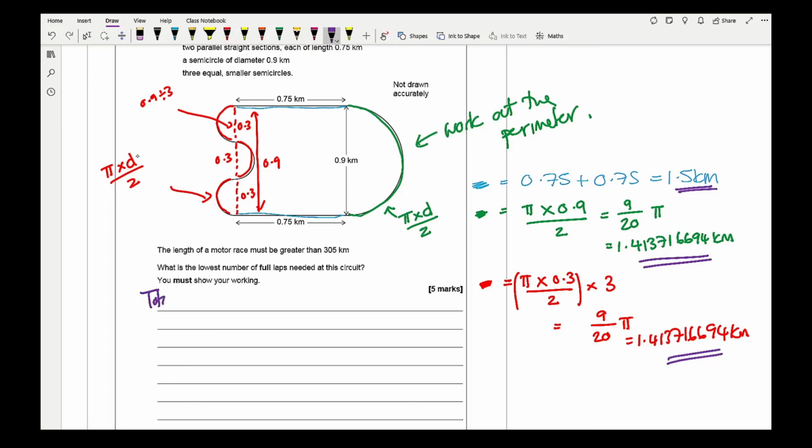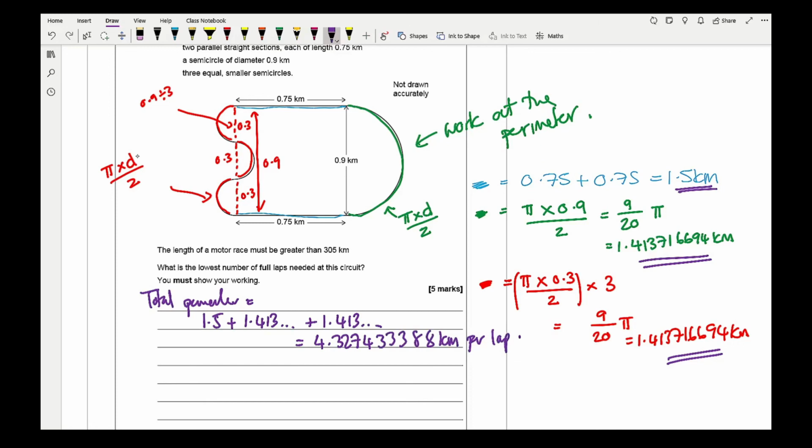So the total perimeter of the track is these 3 numbers added together. The total perimeter is going to be 1.5 plus 1.413 plus 1.413, and that gives me a total of 4.327433388, and that's how many kilometers there are per lap.